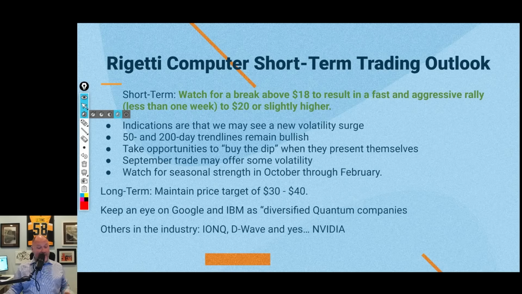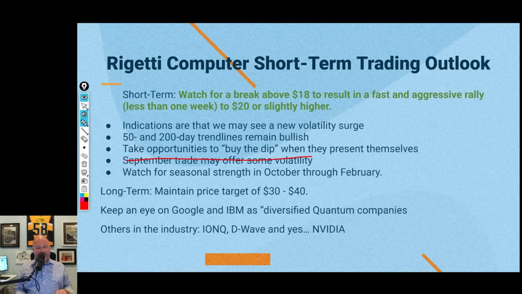So what is the long-term outlook right now on Rigetti? Let's take a look at my bullet points on it. I always love to give them to you. Short term, let's watch for that break above $18 to result in a fast and aggressive rally towards that $22, maybe even $25 level, but definitely above $20. Indications are we're going to see a volatility surge. That Bollinger Band, remember, expanding. It's because the price is moving higher and faster. 50-day moving averages are in a bullish trend, and that helps to support this rally even further into August.